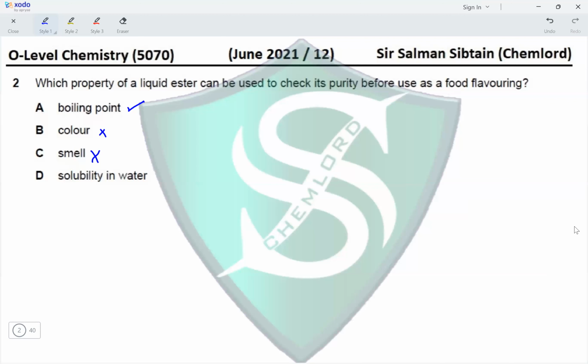Now, the solubility in water for different compound or different series of compounds is different, and the solubility is also dependent on the mass. The lower the mass, the greater the solubility, the higher the mass, the lesser the solubility. So, this is not accounting for the purity of the substance. So, option A is the correct option for this question.